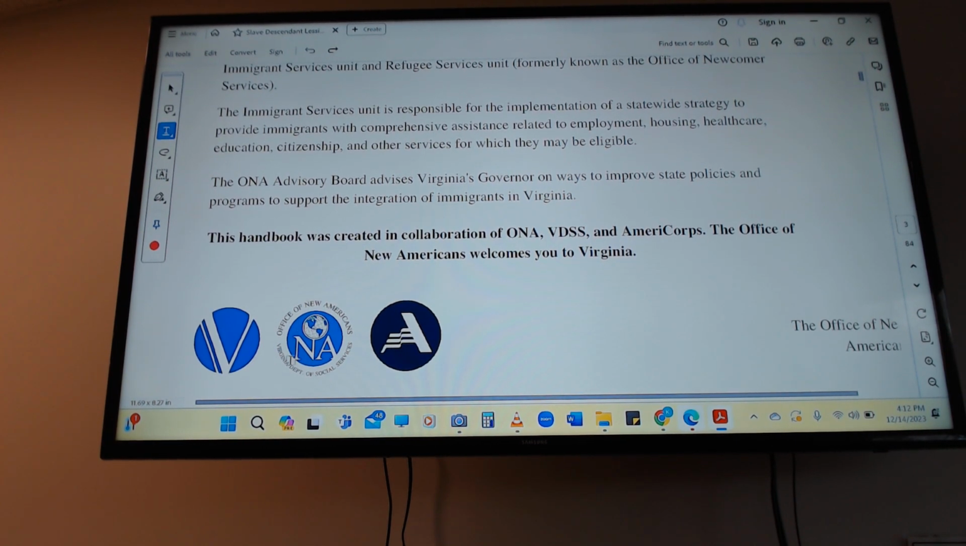Down here at the bottom it says who put this book together. Social Service, Virginia Department of Social Service. But they have this, I guess, Office of New America within. And the New America means for the immigrant services. See up here it says immigrant services responsible for implementation of statewide strategies to provide immigrants with comprehensive assistance related to employment, housing, healthcare, education, citizenship, and other services for which they may be eligible. As a slave descendant, I would say you should be eligible for these same resources.